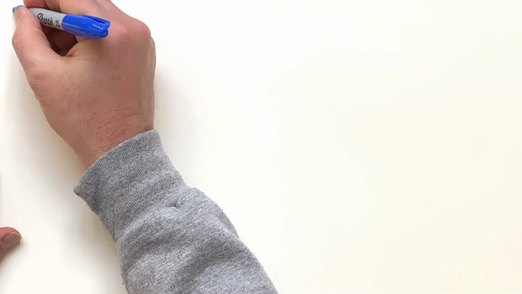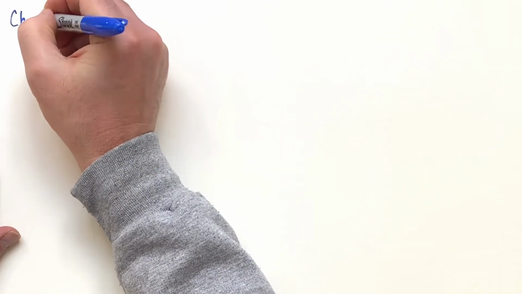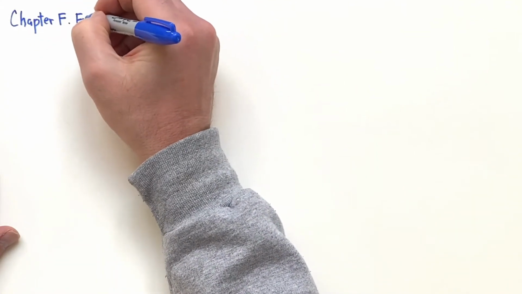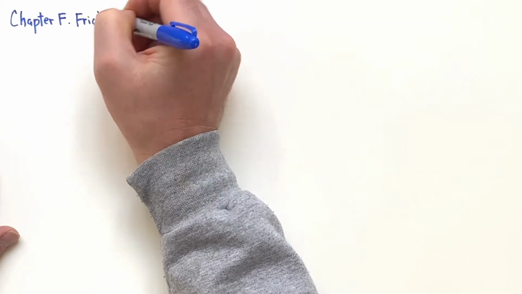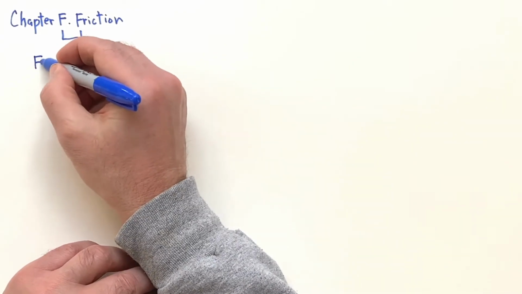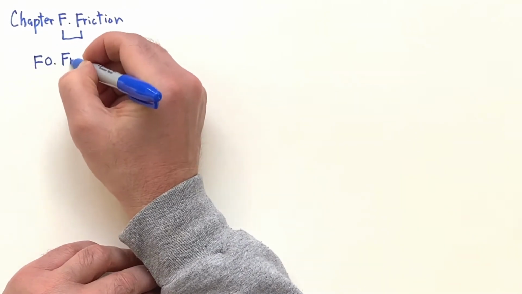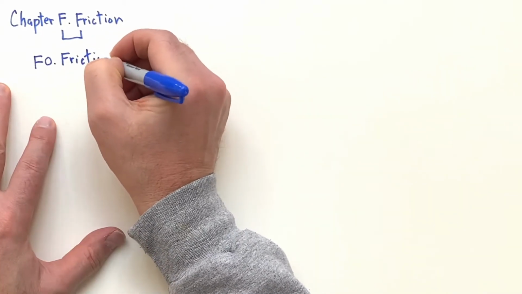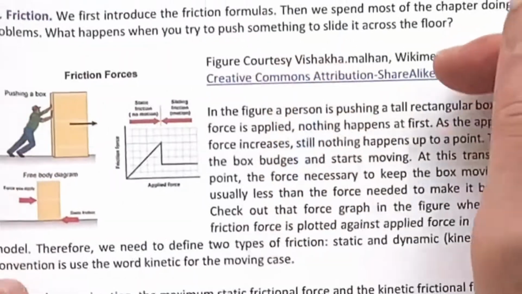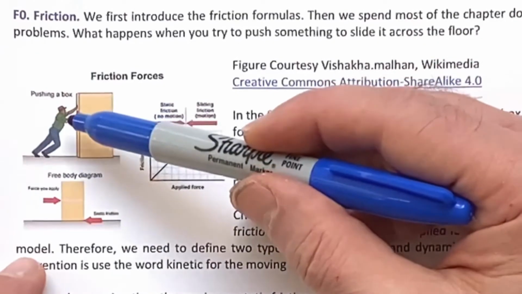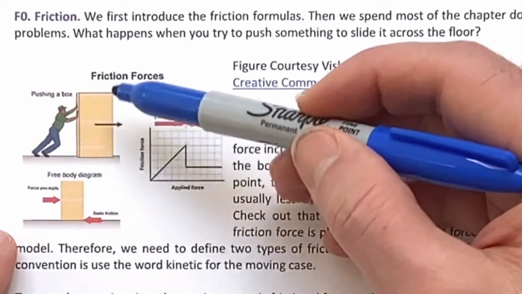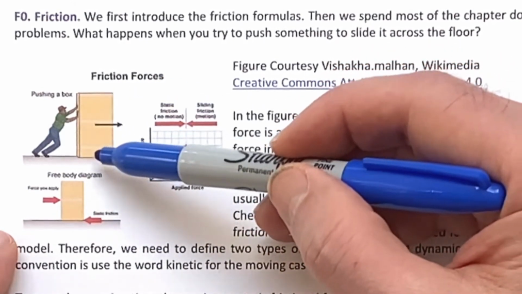Chapter F, friction. The friction chapter. First thing we're going to do is introduce the concept. And to do that, we'll use this figure here. A person's pushing a box and it's sliding on the floor.